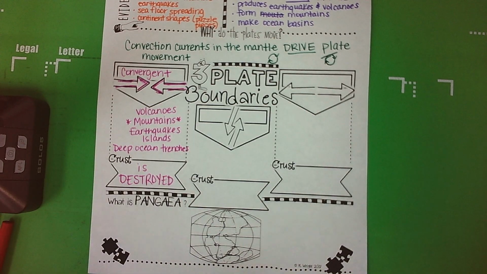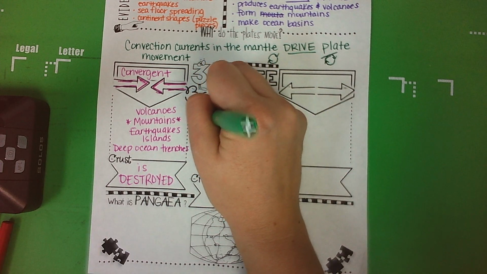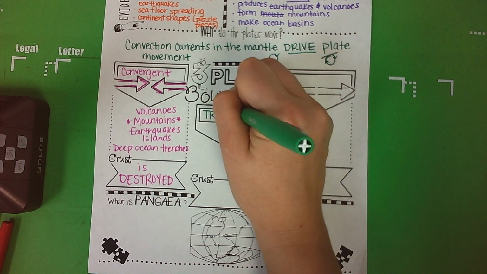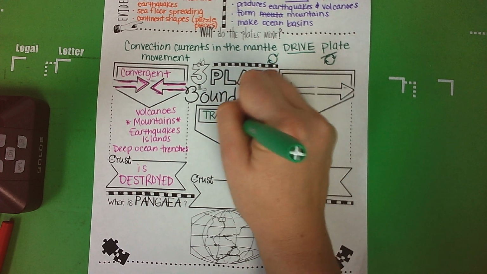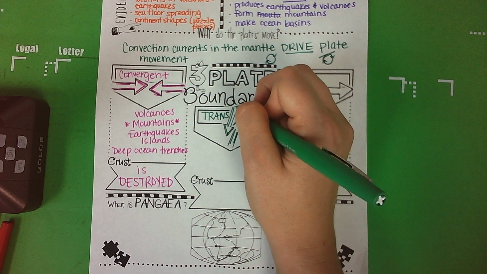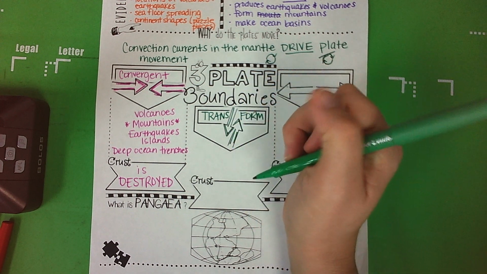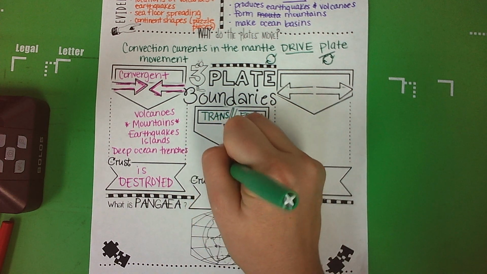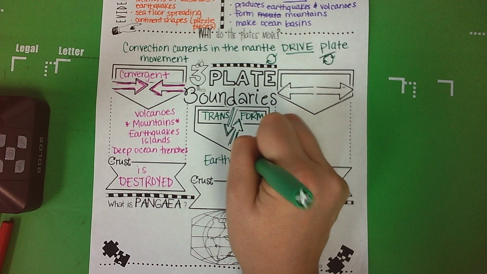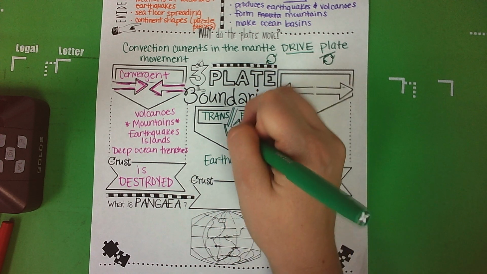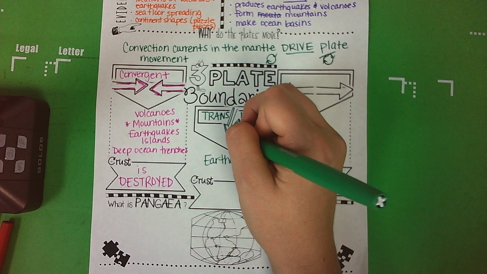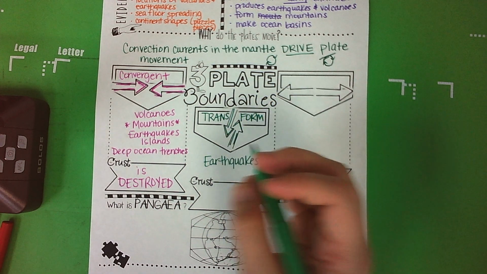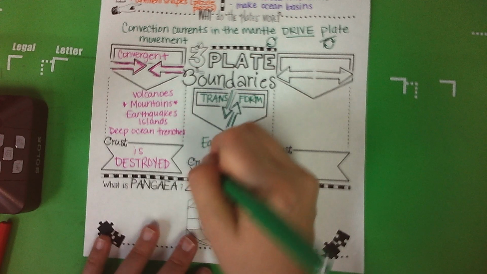Alright? So now let's look at the next one. If you look at the arrows, they're sliding past each other. Okay? So one plate is moving this way, the other plate is moving that way. The most common thing that forms at a transform boundary are earthquakes. The stress and the tension from moving in opposite directions causes a sudden release, and that is where you have earthquakes.